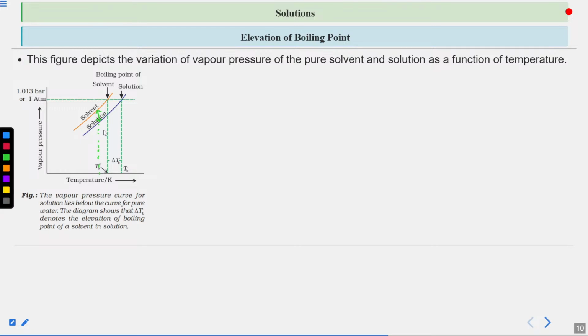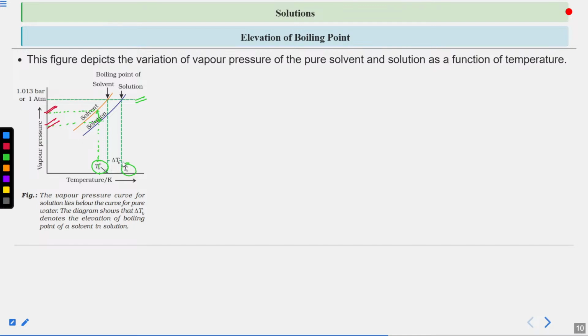Okay, so at the same temperature, the solution has a lower vapor pressure. Suppose this is the vapor pressure of the solution, and the pure solvent is at a higher vapor pressure. So this is the vapor pressure here and here at the same temperature, right? Now if you keep on increasing the temperature, the vapor pressure of both the solvent and the solution increases. But to touch this boundary of 1 atm, the solution requires a greater temperature, which is TB, whereas the pure solvent reaches the same vapor pressure at a lower temperature, which is T0B.